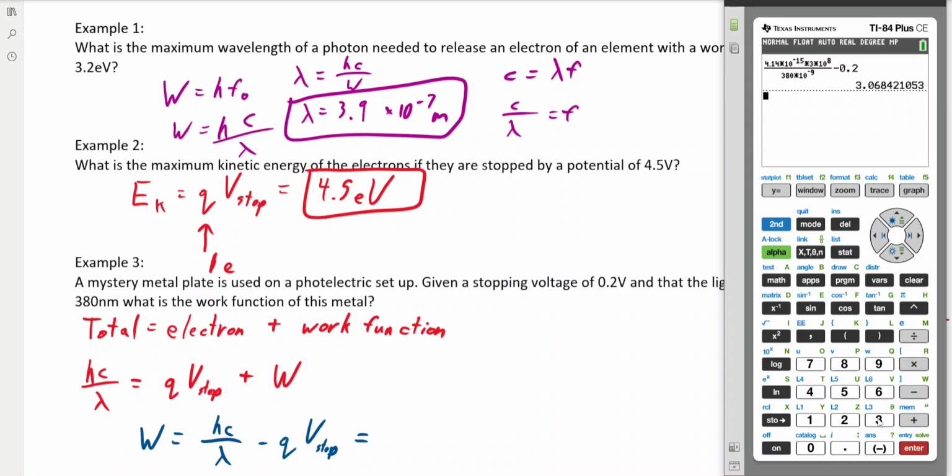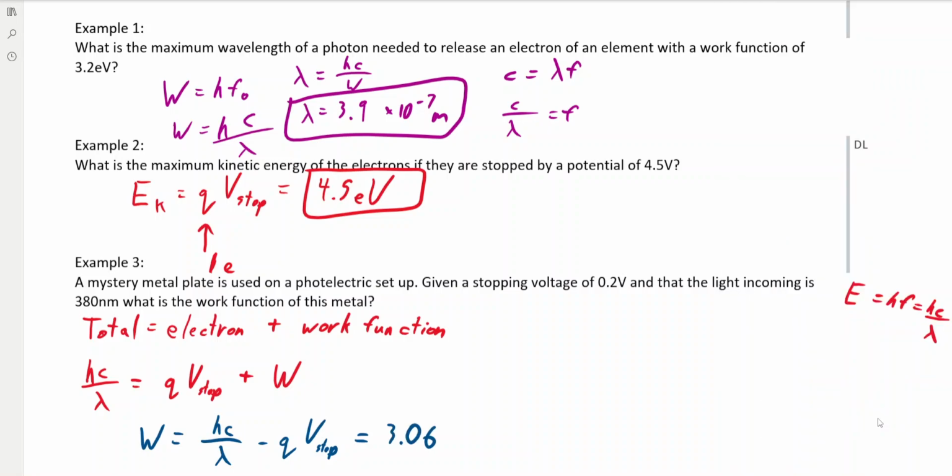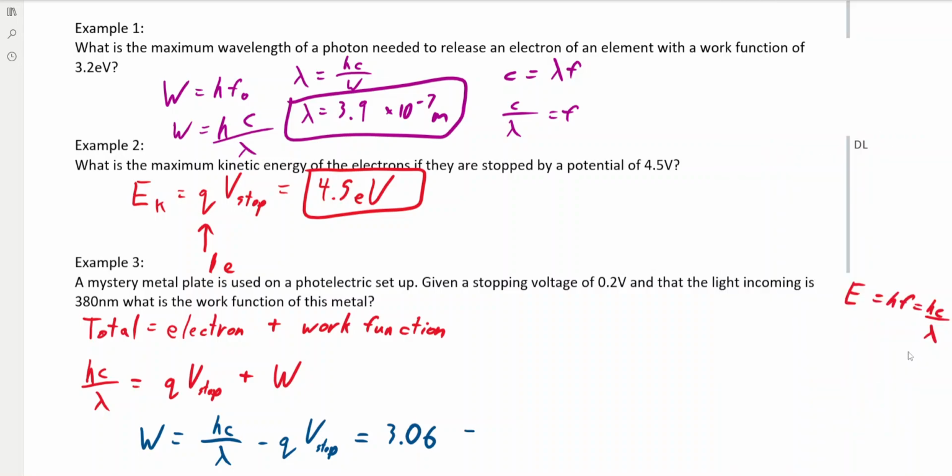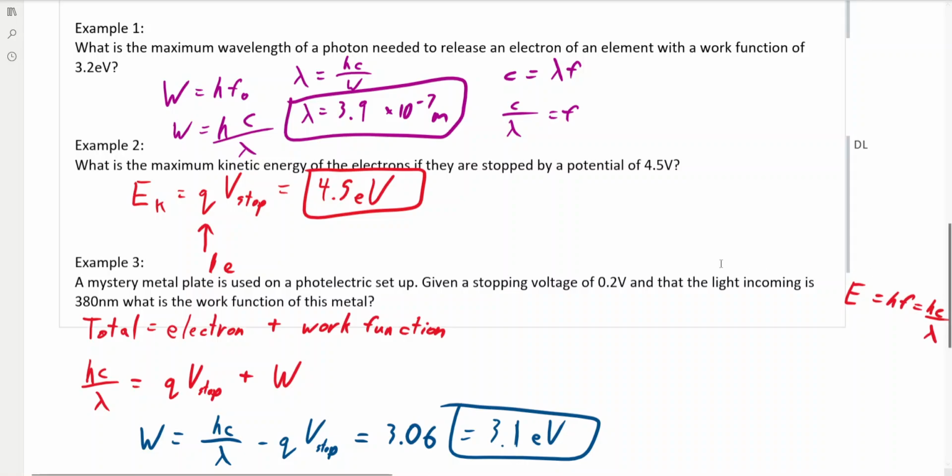So what we get is 3.06. Our stopping voltage was only 1 sig dig, so that's kind of a problem, but let's just say 3.1 eV. And I'm going to change the stopping voltage so that it gives us 2 sig digs.